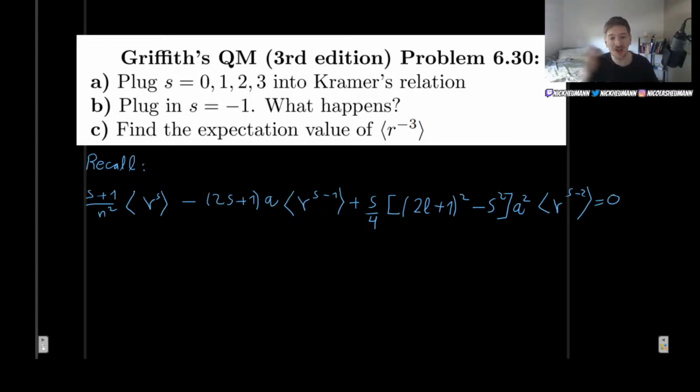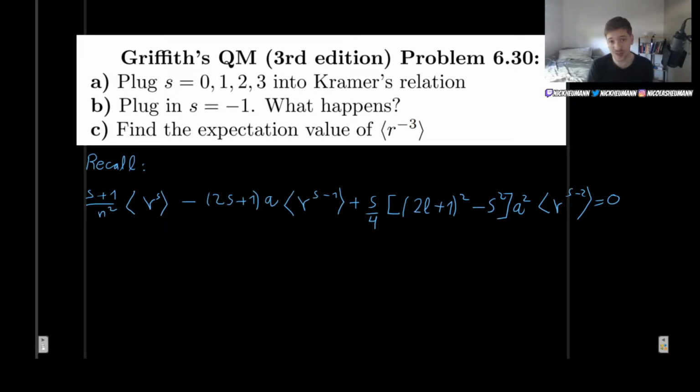Welcome! In this video I will show you how to solve problem 6.30 as it appears in the third edition of Griffiths Introduction to Quantum Mechanics. Now in this problem there are three parts to the question. First of all, we are asked to plug s equals 0, 1, 2 and 3 into Kramer's relation. Then we are asked to plug in s equal to -1 and to see what happens. And finally, determine the expectation value of r to the -3.